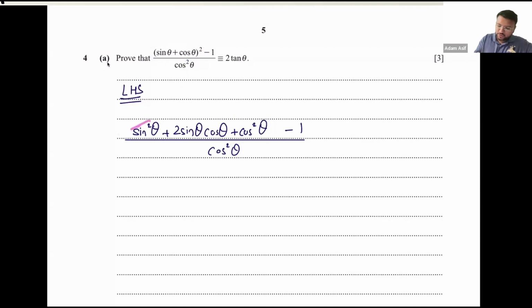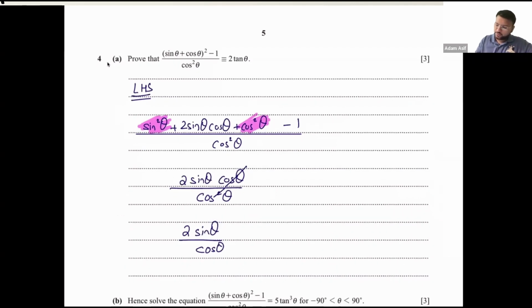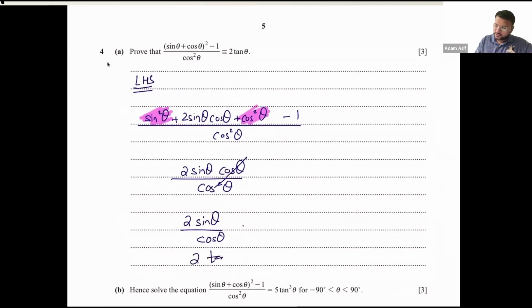Now, what is sine square theta plus cos square theta? 1. That 1 and this minus 1 cancel out. So in the numerator, I'm just going to be left with 2 sine theta cos theta divided by cos square theta. Now I can cancel out the powers of cosine theta. I'm left with 2 sine theta upon cos theta. This sine theta upon cos theta is tangent theta.